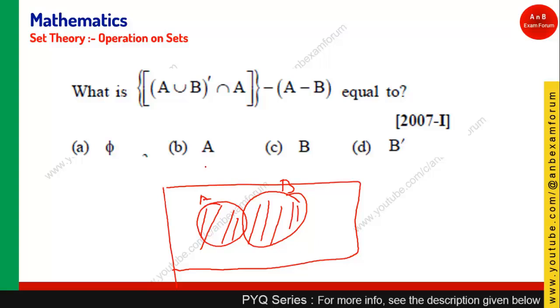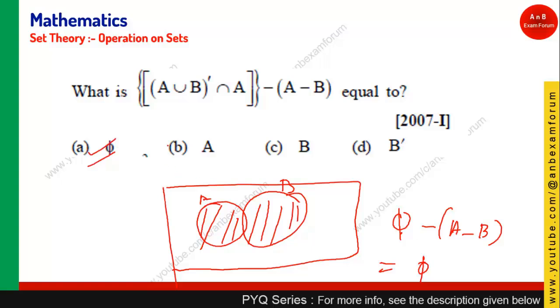So we have made this intersection with A. What do you get? Intersection with A, you get 5. Okay, so 5 minus A minus B is what? Anything which is present in 5 but not in A minus B will be 5. So option A is the right answer.